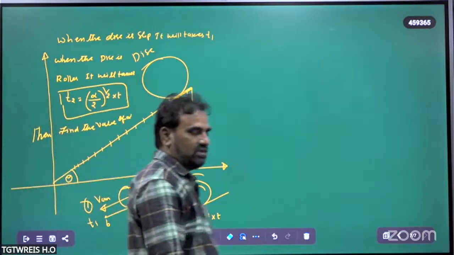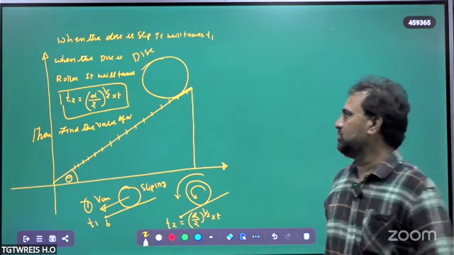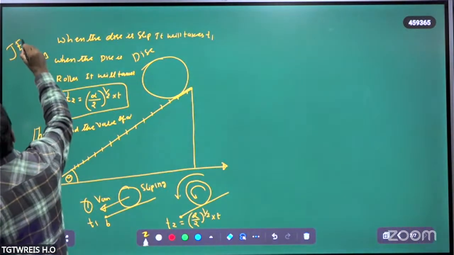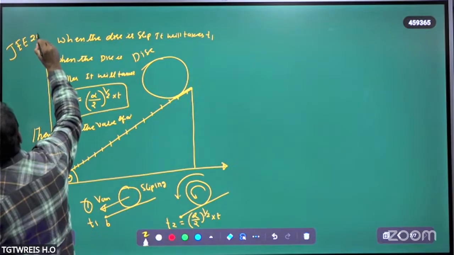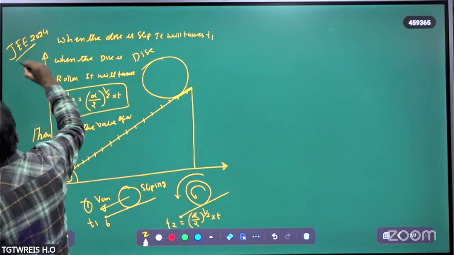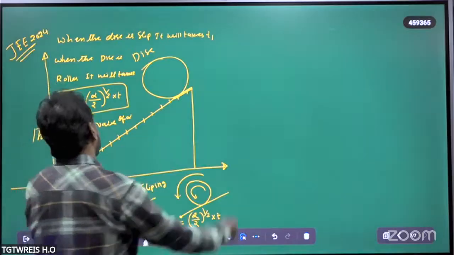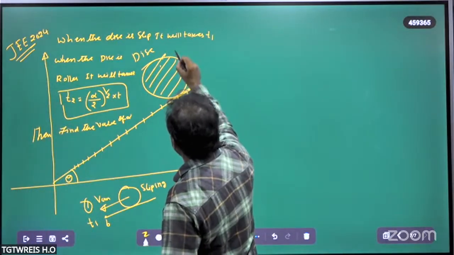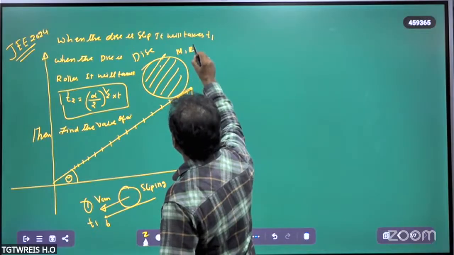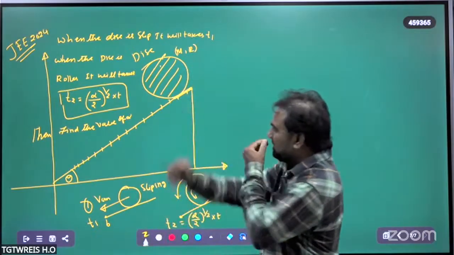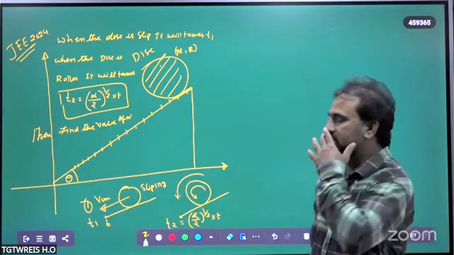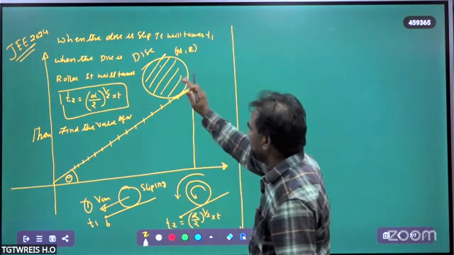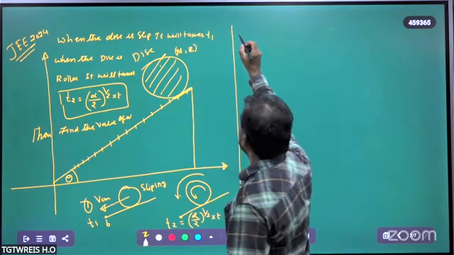This was the question. This was a JEE Mains problem of 2024, a very easy problem. So this object given is a disk. The disk has mass m and radius r. In the first case, here two cases are there. In the first case, when the disk slips.